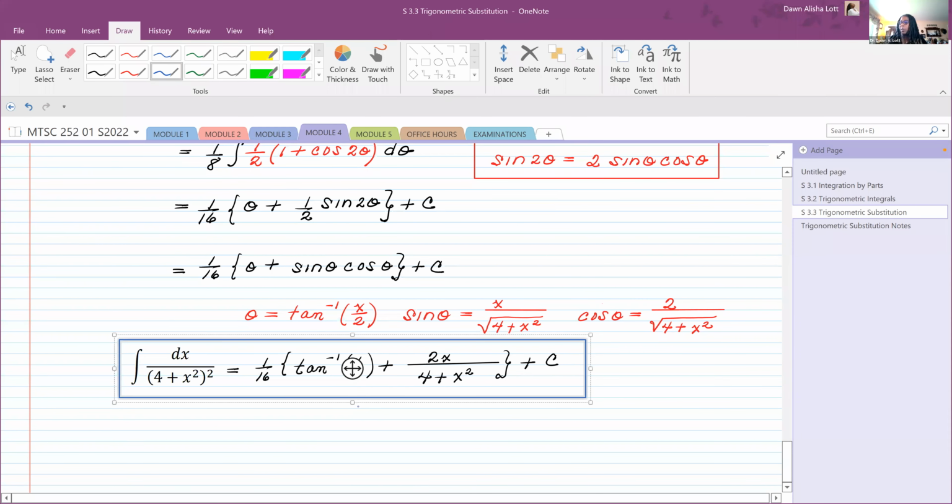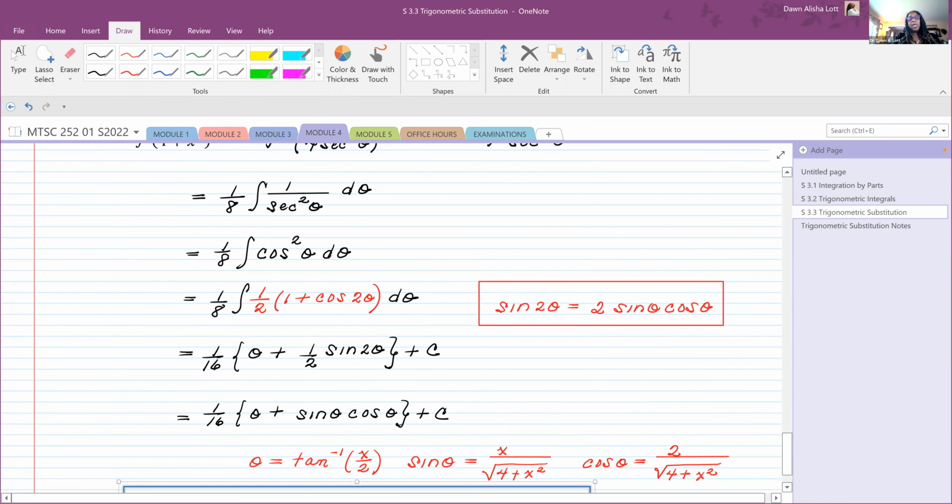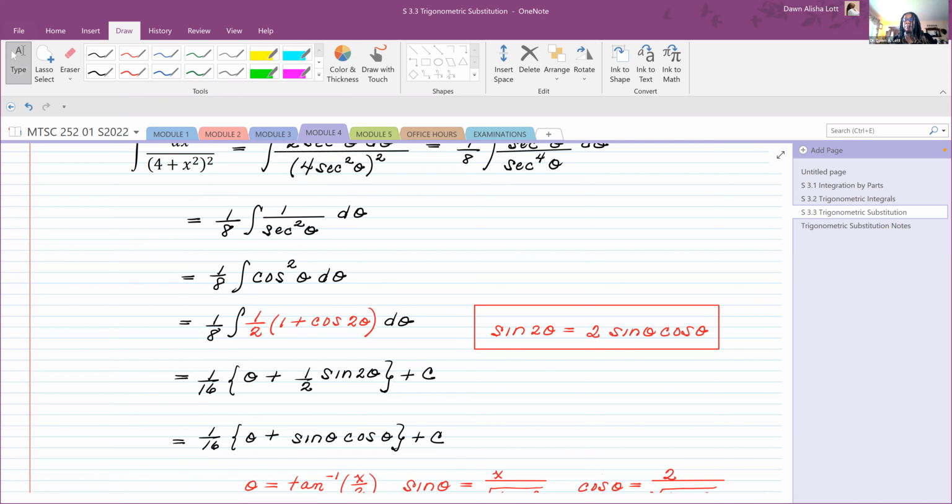Okay. Questions? Okay, so we learned a new formula out of this one. That's the sine of 2 theta is 2 times the sine of theta cosine theta.